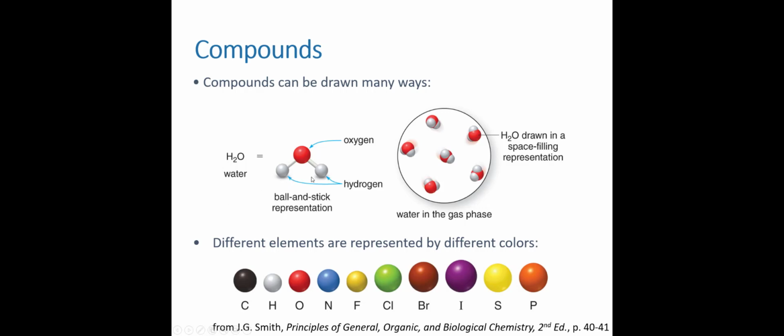Here we have what's called a ball and stick representation, where each sphere is meant to stand for an atom. And which atom is which comes from these color codes down here. The color code should be on pages 40 to 41 of your textbook. So white is hydrogen and oxygen is red.